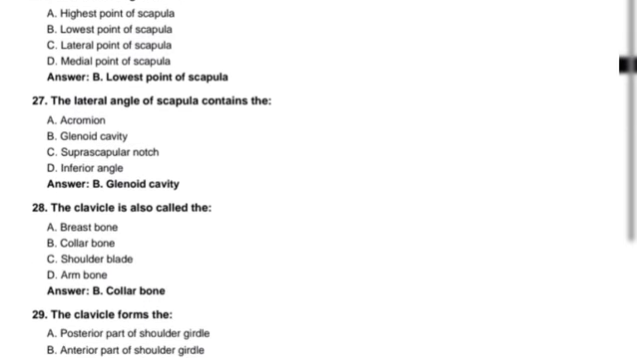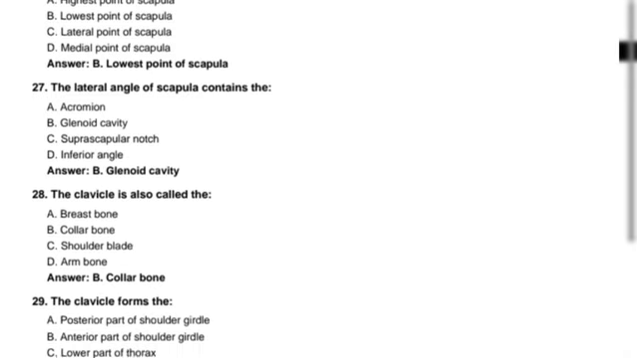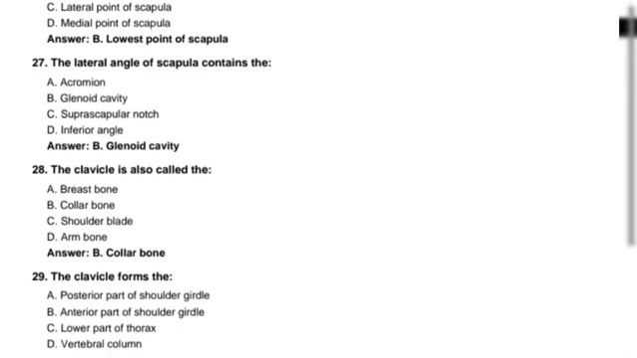Question number 27. The lateral angle of scapula contains option A. Acromion. Option B. Glenoid cavity. Option C. Subscapular notch. Option D. Inferior angle. The right answer is option B. Glenoid cavity.